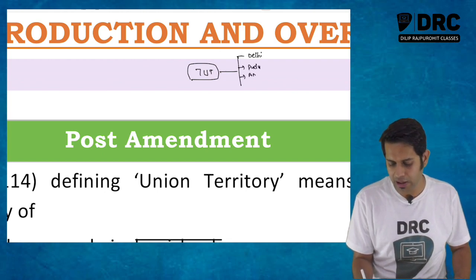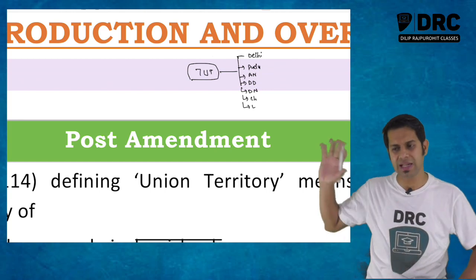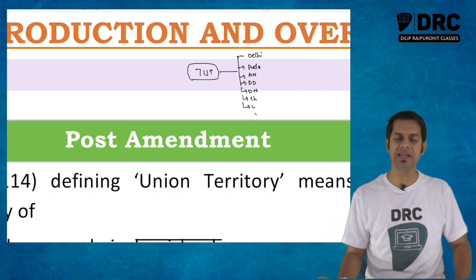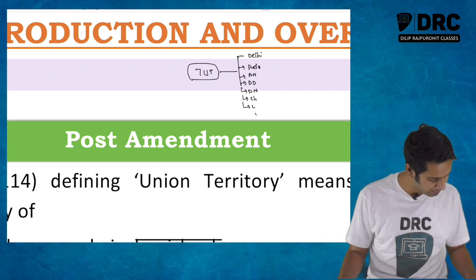Sir, Andaman Nicobar. Sir, Daman and Diu. Sir, Dadar and Nagar Haveli. Sir, Chandigarh and Lakshadweep. So these are the different union territories. 1, 2, 3, 4, 5, 6, 7. These are the different union territories which are there under.